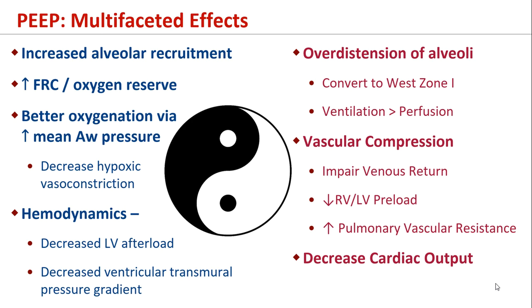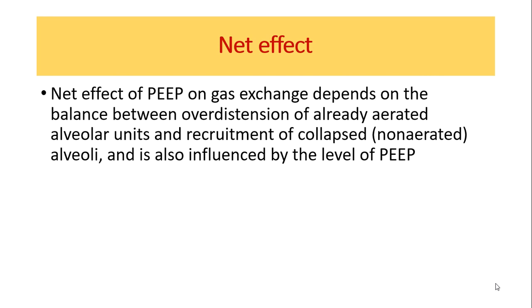It's because the preload to the right heart is reduced because of the increased intrathoracic pressure. The venous return is reduced. Venous return is again a gradient from higher pressure to lower pressure. If the pressure in the thoracic cavity is high, the venous return will be hampered. So since it reduces the venous return, the preload to the right heart will reduce, and subsequently in series the cardiac output will reduce. So the net effect of PEEP will depend upon a balance between over-distension and recruitment.